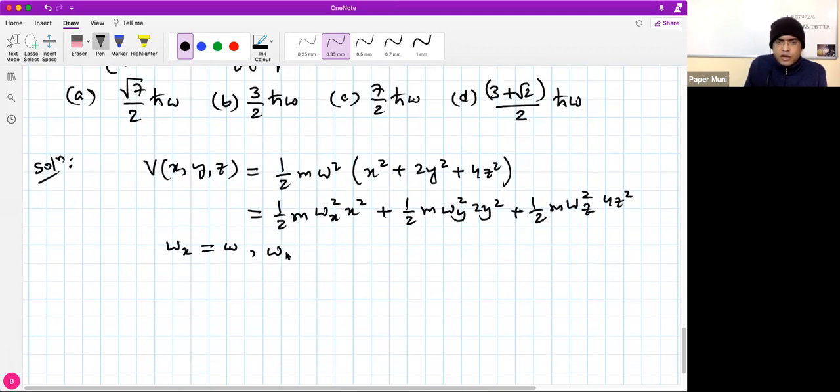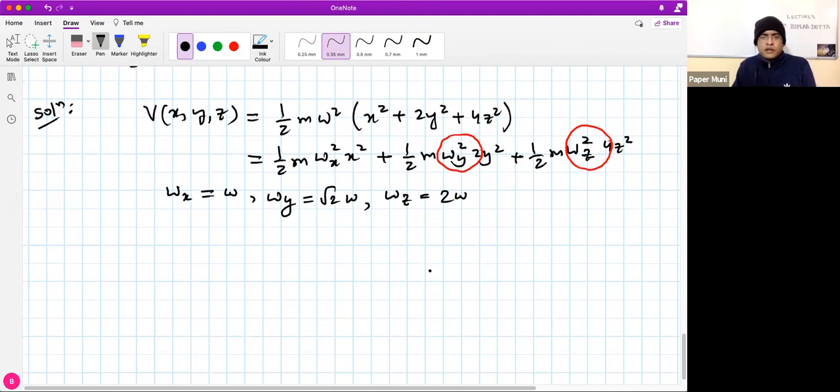So omega y, this is root 2 omega. Now we are just comparing this and forming this thing. What we have done is we are clubbing things together. We'll take this 2 and club it with this one. We'll take this 4, we'll club it with this. Now this is omega z is equal to 2 omega. All right, now these are the omegas which we have.